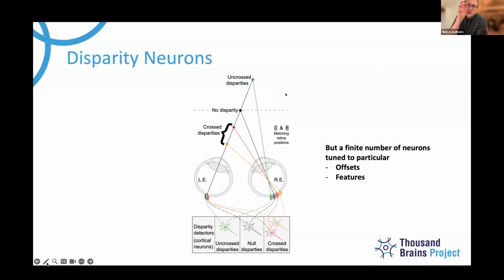So anyway, in theory, having these disparity neurons can help you have a fused percept of some depth in a small area, but this depends on having neurons that are tuned to particular offsets across the two retinas and also particular features, whatever those very simple low-level features are. Of course, you can't have this for all possible disparities and for all possible features.